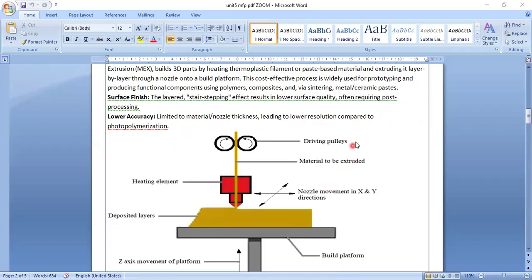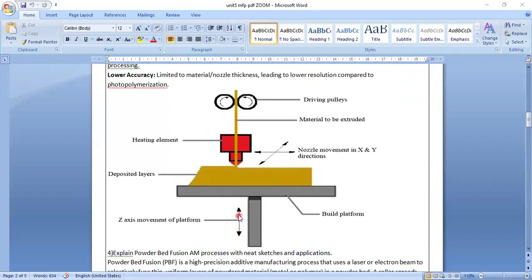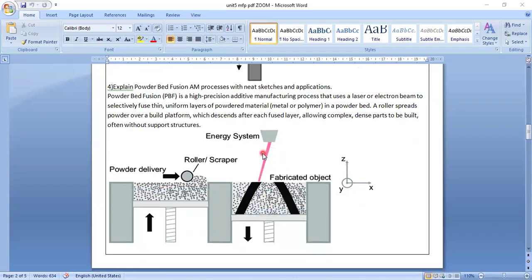Here you can see the driver pulley. The driver pulley sends the wire continuously. The material to be extruded comes to this heating nozzle, where it is heated and deposited in the x direction and y direction. There is a bed which can be moved like a spring in the z direction also. So this is the explanation of extrusion.